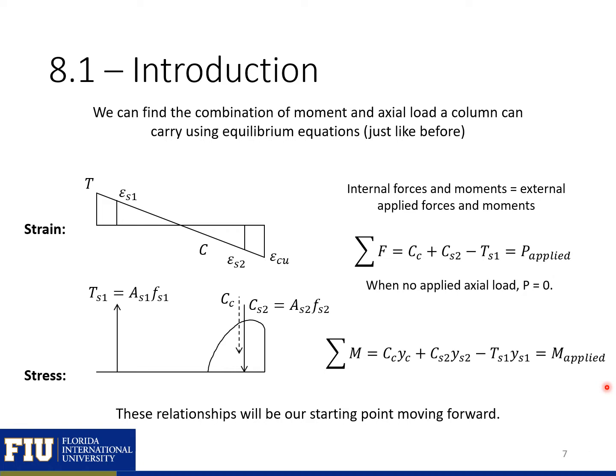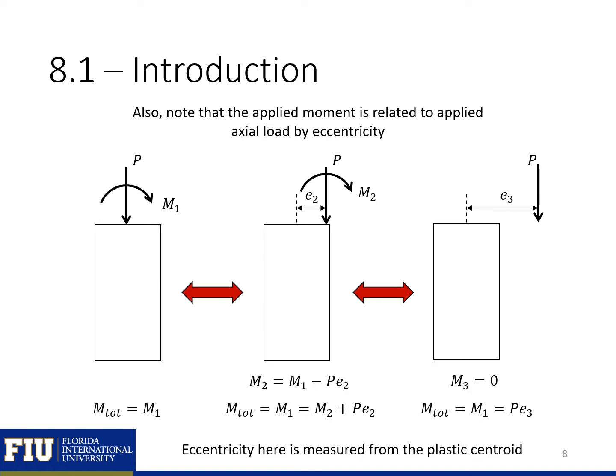Just like in our flexure members, we can also find our moment by taking all of our force components times a lever arm. In this case, our lever arm will typically be the distance between the center of our force component and the plastic neutral axis, which we'll talk about in a couple slides.